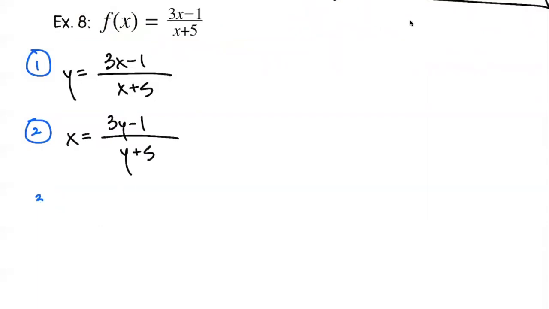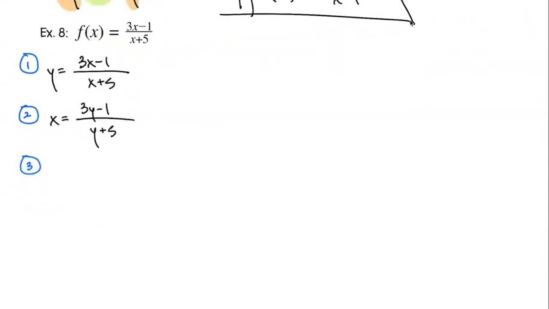All right, here's where things get a little bit messier, but we can do this, right? We're going to cross multiply. We're going to get x times y plus 5 equals 3y minus 1. We're going to make it messier so that it can get better. We get xy plus 5x equals 3y minus 1.